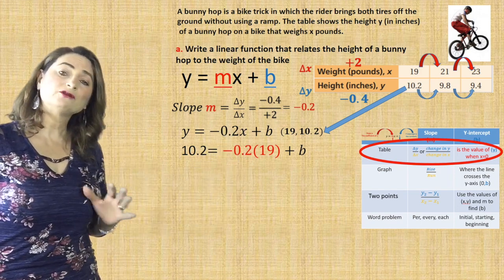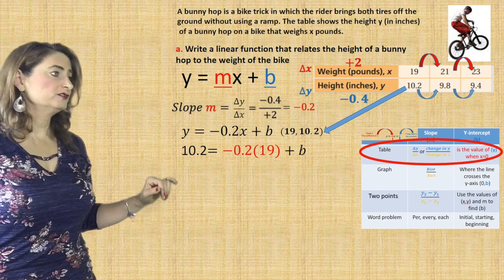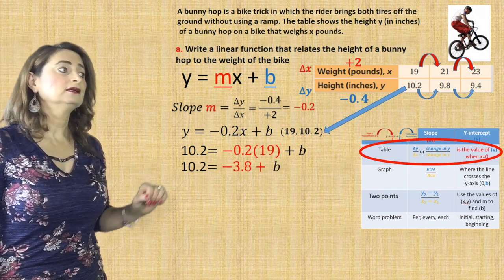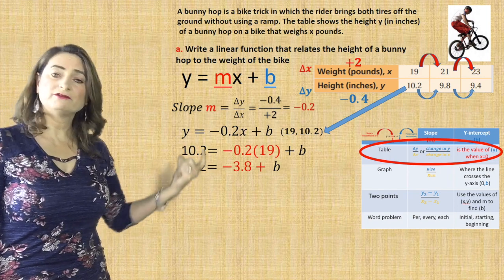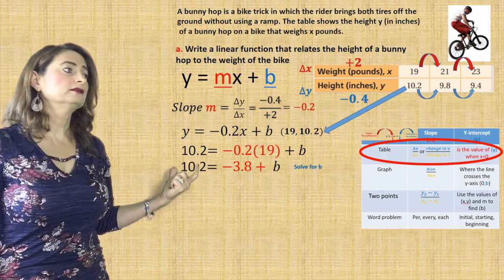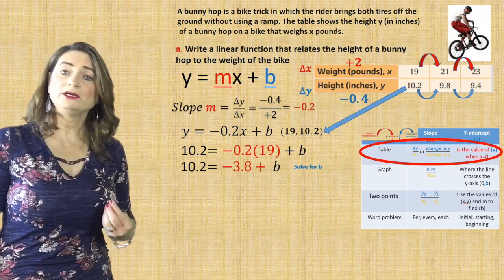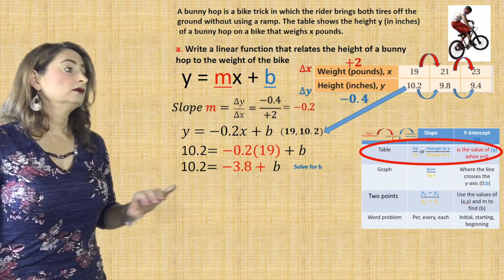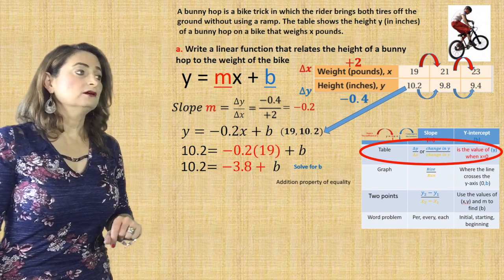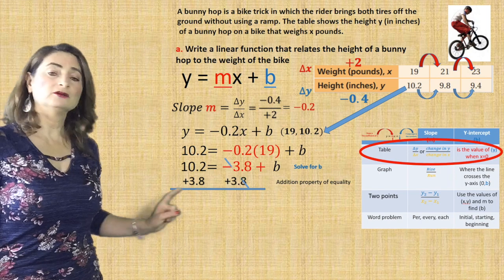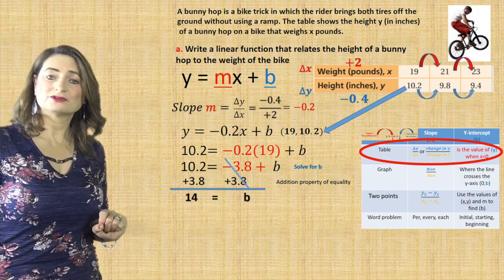Now watch, you have only b to solve for. First of all, you multiply negative 0.2 times 19, which gives you negative 3.8. Bring everything else down. You end up with 10.2 equals negative 3.8 plus b. Now I need to solve for b. Using the addition property of equality, add 3.8 to both sides. You end up with b equals 14, so the y-intercept equals 14.